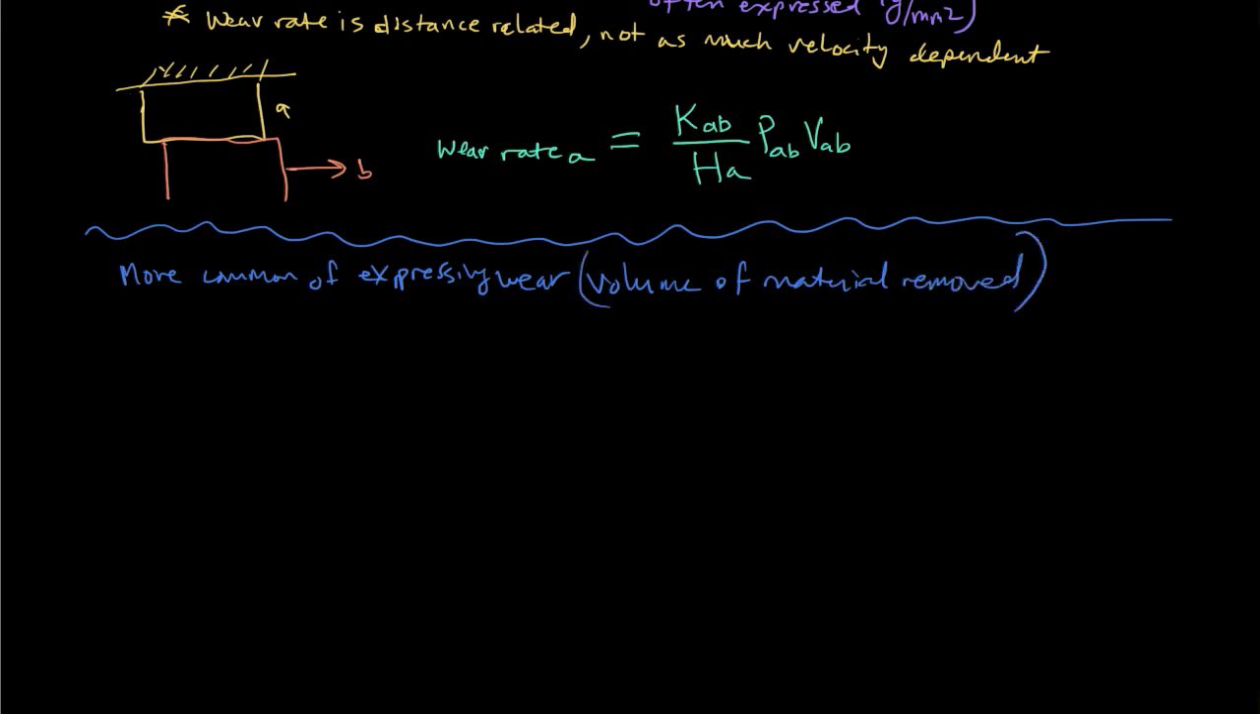Okay, so this is a more common way of expressing it. In this case, we'd say the wear volume, in length units cubed, is equal to our wear coefficient over the hardness of the material that we're trying to investigate the wear with respect to, times the force between the two materials, times the distance they travel.